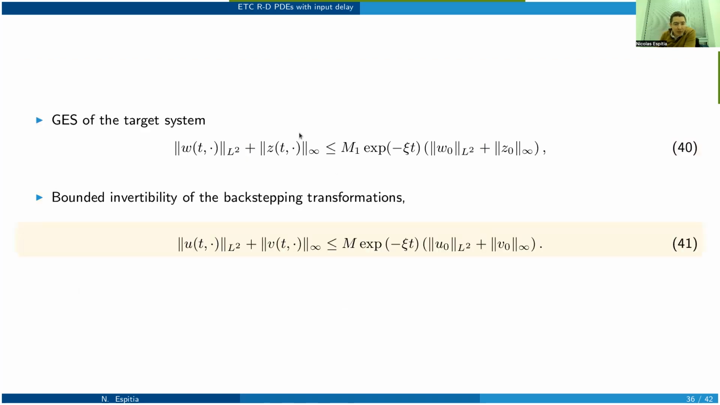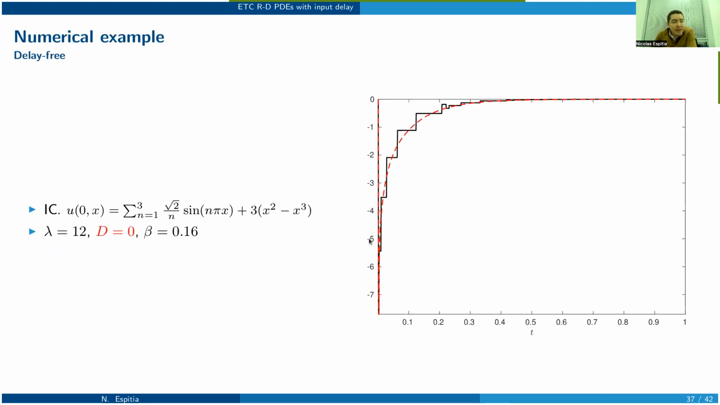So at the end, we obtain the global exponential stability of the target system, and we use the bounded invertibility of the backstepping transformation. And finally, I want to show you some numerical examples. We consider first a reaction diffusion PDE without delay, and these initial conditions, and with lambda, the reaction parameter, large enough. And we close the loop using the continuous time controller, and we compare it with the event triggered one.